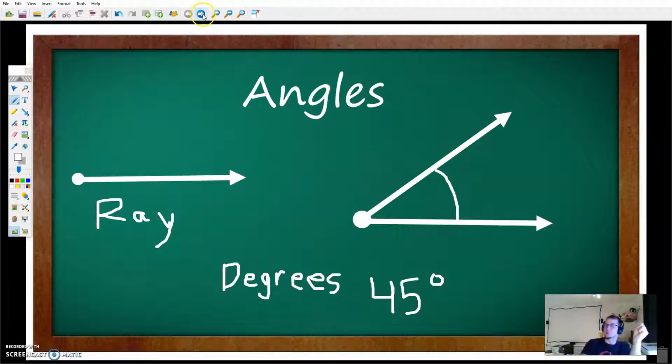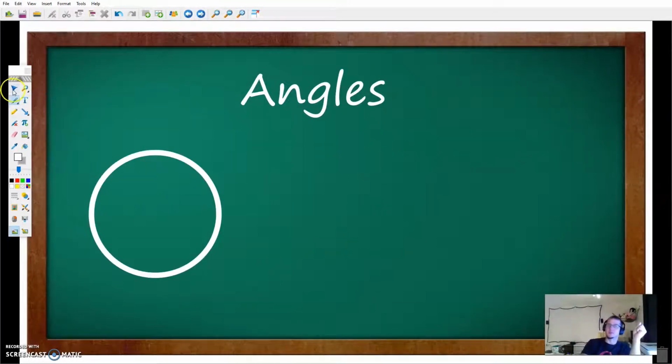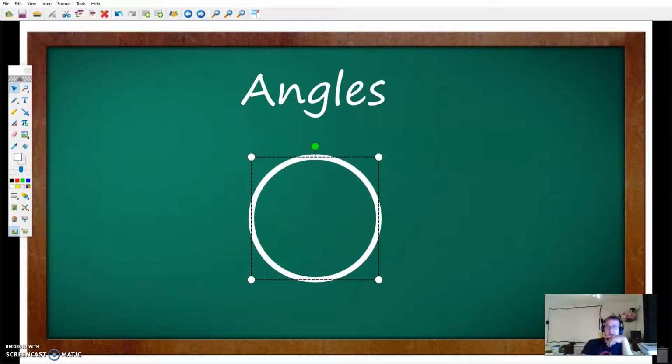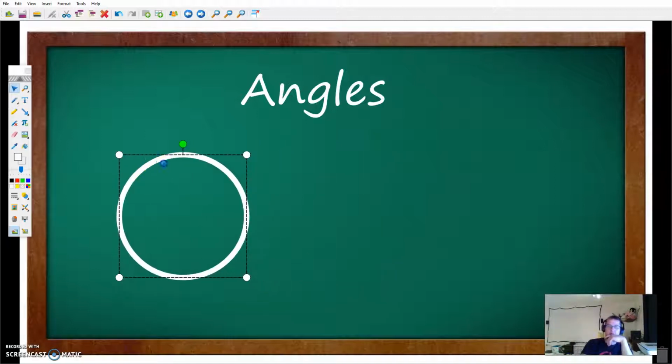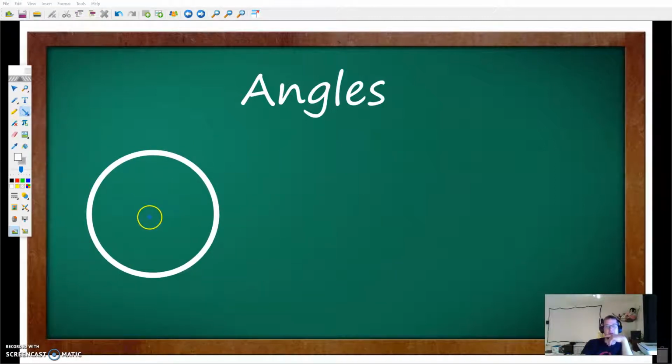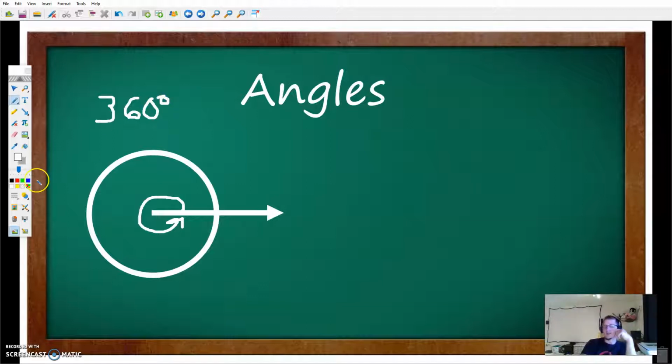Now, when I'm talking about a degree, what do I mean? So I'm going to bring us to this circle here. This circle has what we call 360 degrees. So if I take that one ray and my angle for that one ray is the whole way around, that would be 360 degrees. Now let's have a little bit of fun.